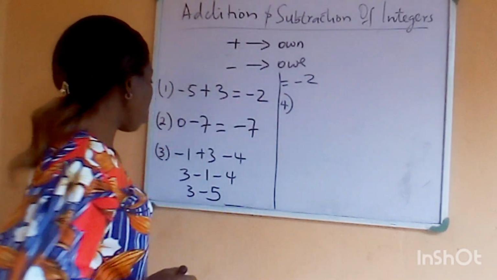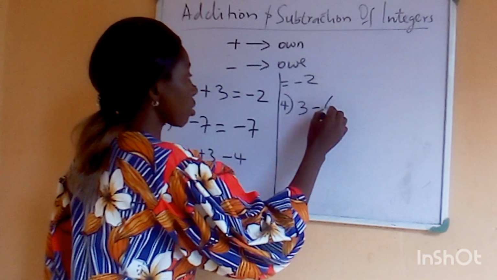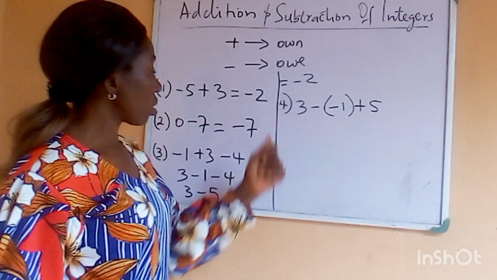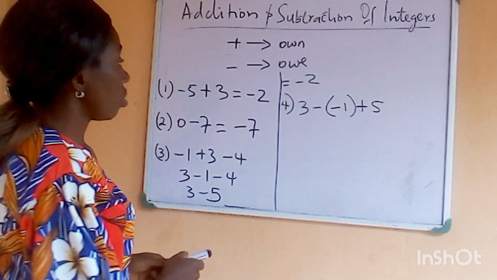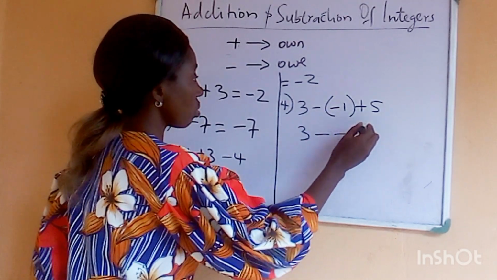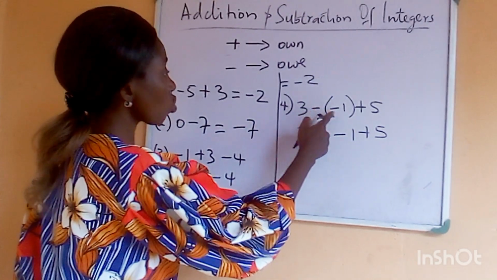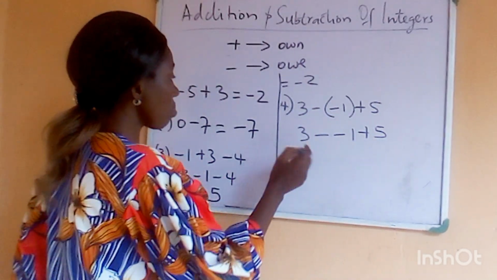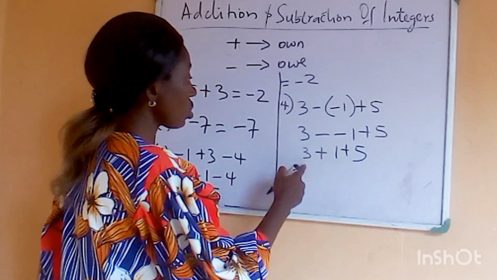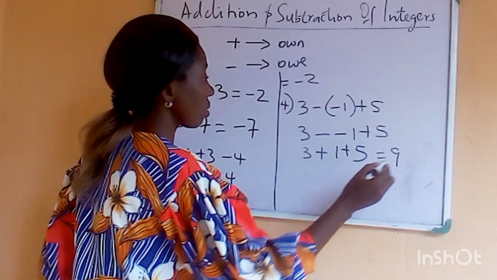Let's look at another example. Assuming you have 3 minus bracket minus 1 plus 5. What are we going to do? We open the bracket and we have 3 minus, open the bracket, minus 1 plus 5. And we know that minus minus will become plus, or you can say minus will multiply minus, it becomes plus 1. So from here we have 3 plus 1 plus 5. So 3 plus 1 is 4, plus 5, you have 9.